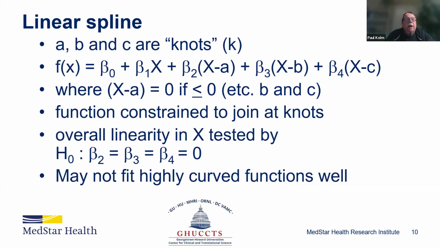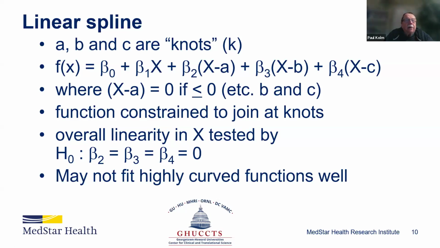And so our function sort of looks like this, where our first regression coefficient is linear, and then our second regression coefficient here is where we have x minus a, the first knot. Then we have another regression coefficient where we have x minus b, the second knot, and then the third knot. And basically what this does is it constrains the function to be joined at the knots.